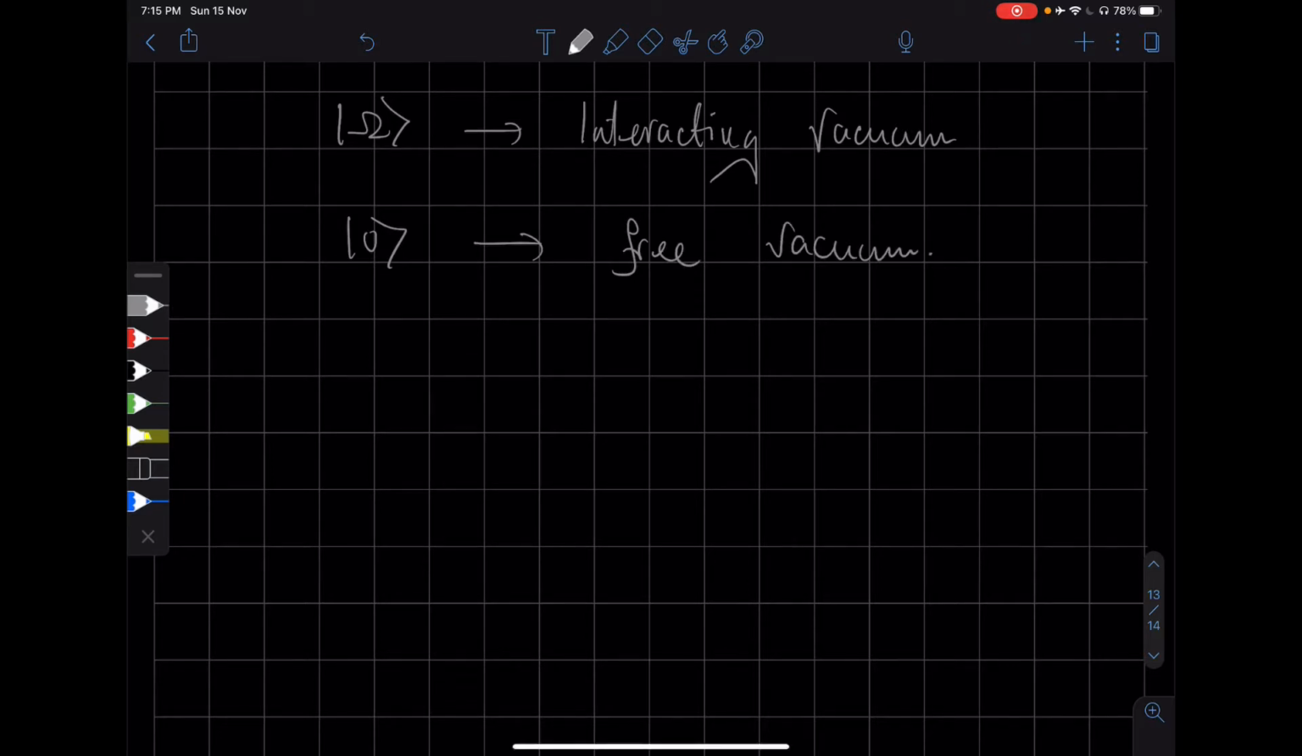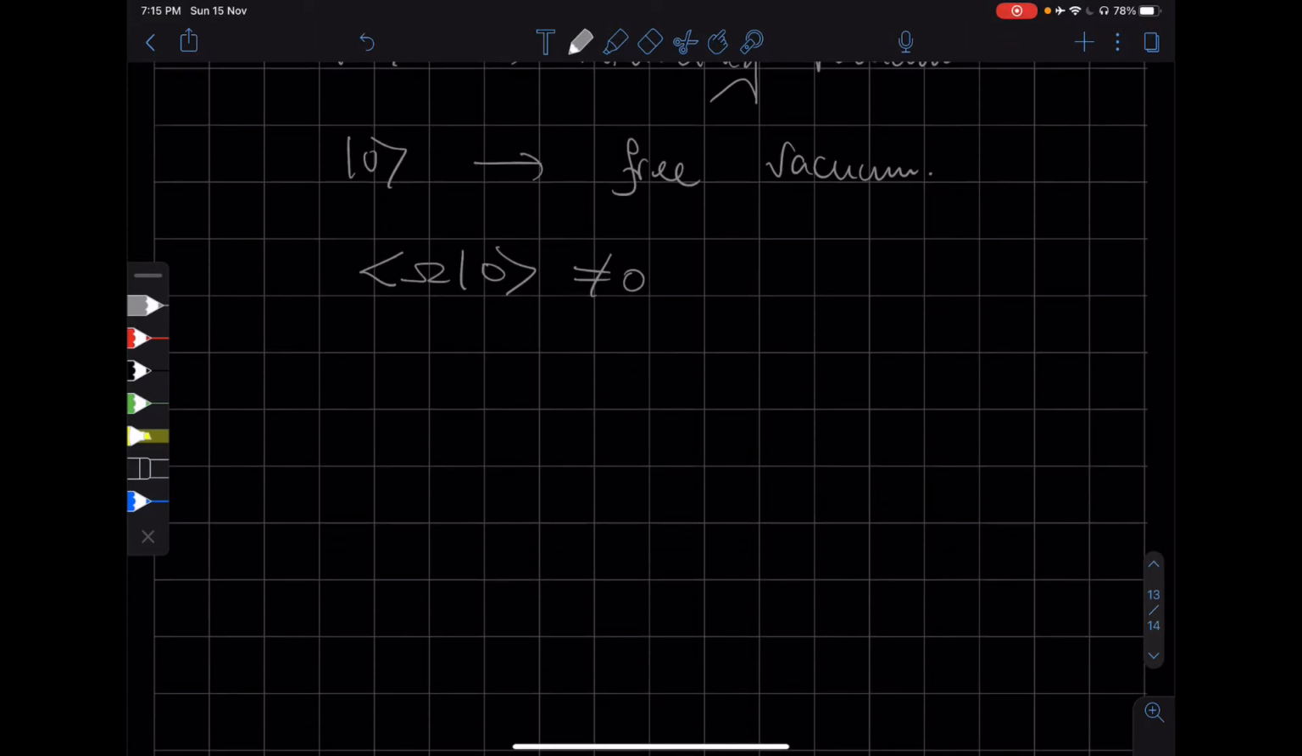Now, one thing that we do assume is that the overlap between the interacting vacuum and the free vacuum is non-zero. That somewhere in our Hilbert space, these two states have some sort of overlap. So having done this, what we can do is express the free vacuum in terms of the eigenstates of our Hamiltonian. What does it mean?